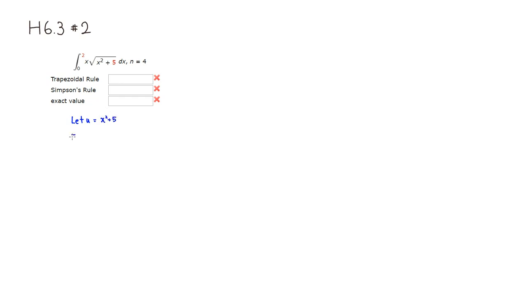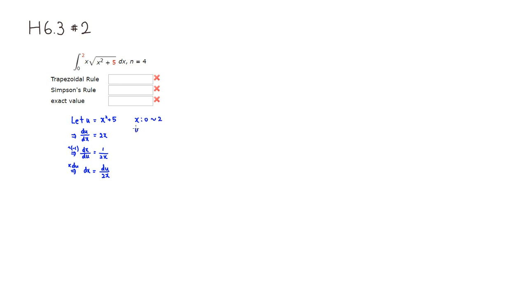Go through the usual drill. Take the derivative of u with respect to x, which is going to be 2x. Then take the reciprocal of both sides, so you have dx over du equal to 1 over 2x. Then I'm going to multiply both sides by du, so we get dx equal to du over 2x.